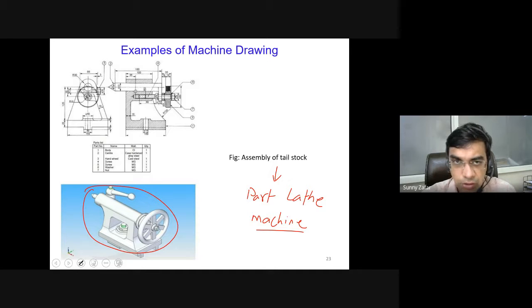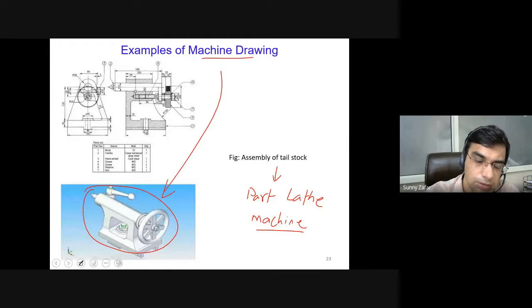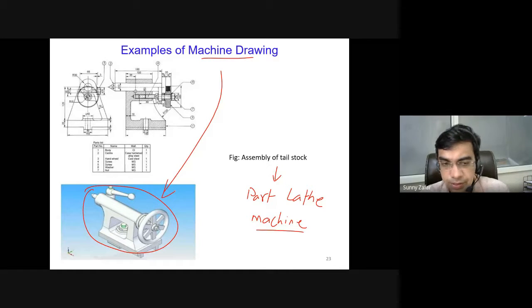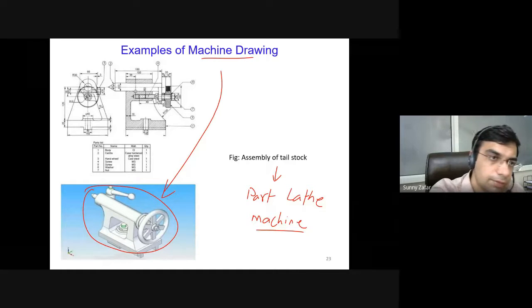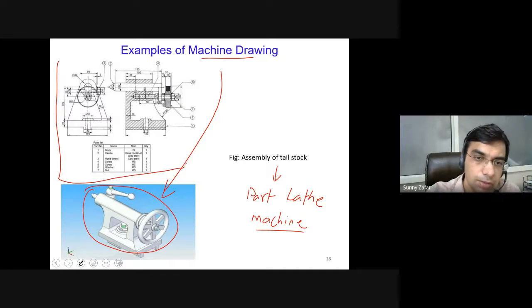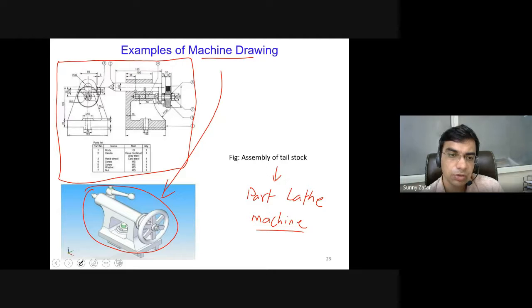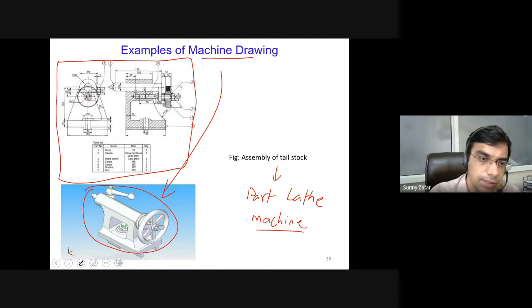Now if we talk of machine drawing, what it will do is help us understand how this tailstock is functioning, and what the different sub-components in this tailstock are. As shown above, our focus is here. We have to see how the different sub-assemblies or sub-components in this tailstock are assembled. Predominantly this tailstock, as shown here, has seven parts: a body, a center, a hand wheel, two screws, a washer, and a nut.